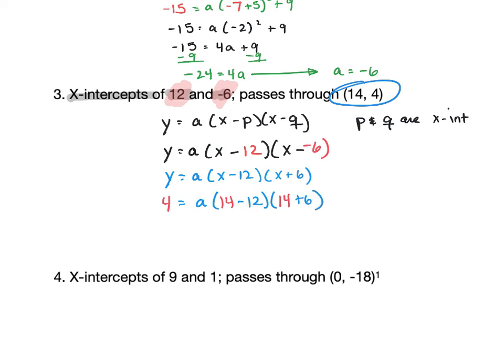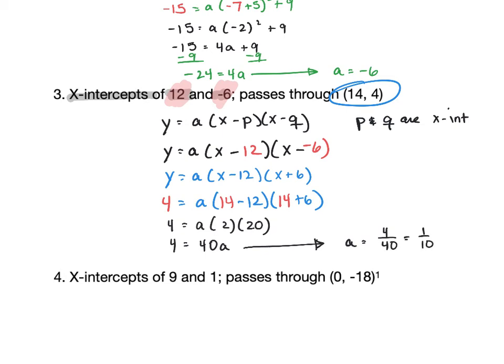So again, just direct substitution. The rest is just cleanup work. All right, we could distribute into this big distributing process, but don't do that. Simplify inside the parentheses first. 14 minus 12 and 14 plus 6. A little multiplication. 2 times 20 is 40. And then we'll divide by 40. So when we divide by 40, a equals 4 over 40.